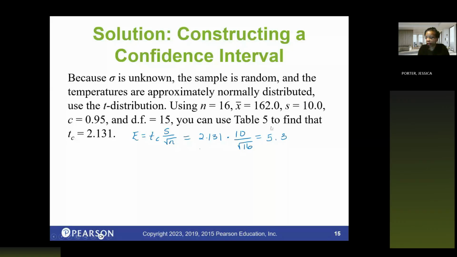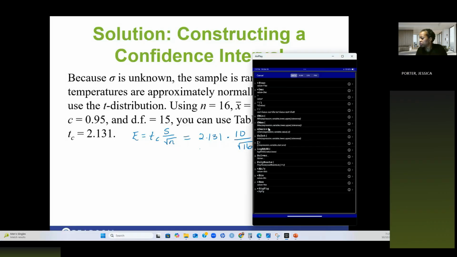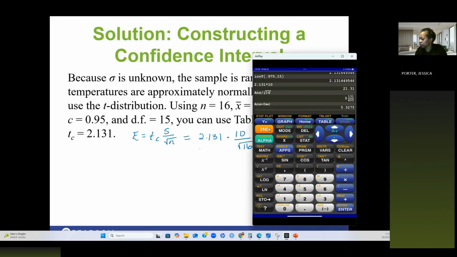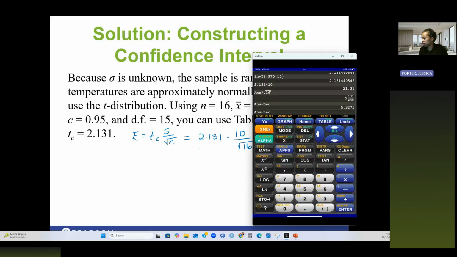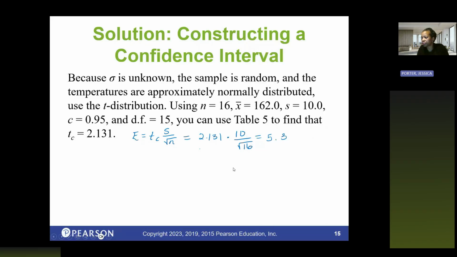So if your calculator ever gives you the fraction, just press Math, and then 2 for decimal. Oh, the calculator's not on screen. Math, and then 2 for decimal, and it takes you to the decimal of the answer that you just got in fraction.